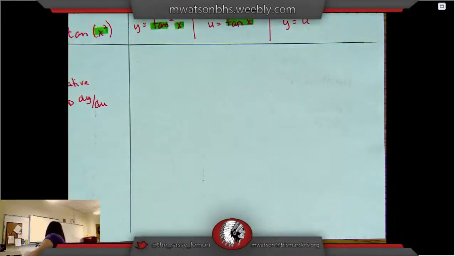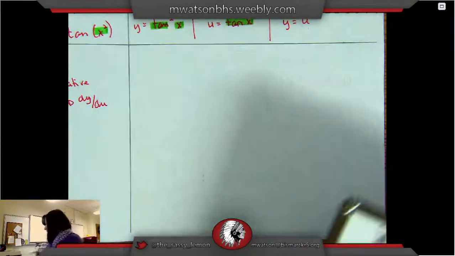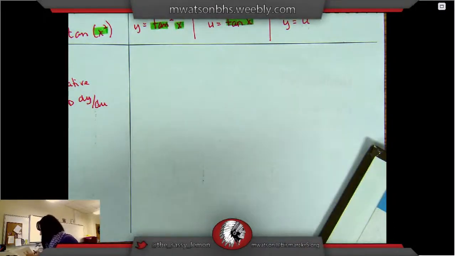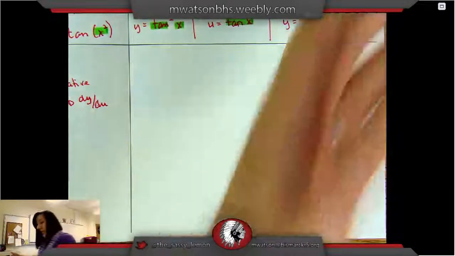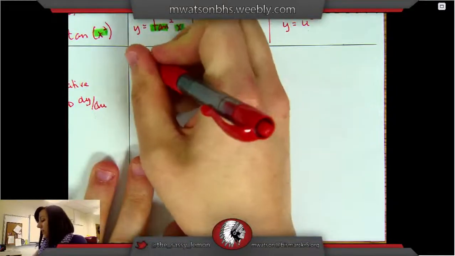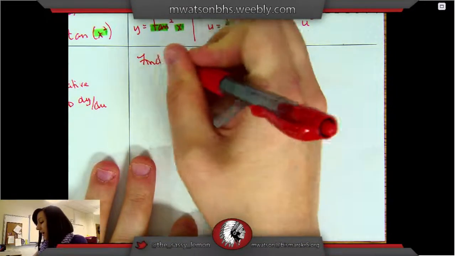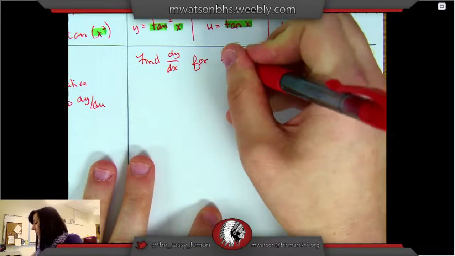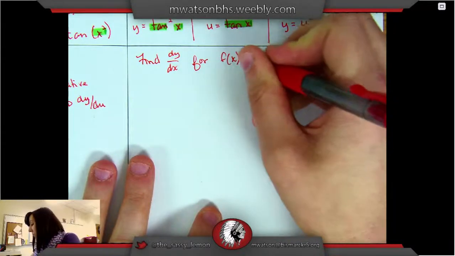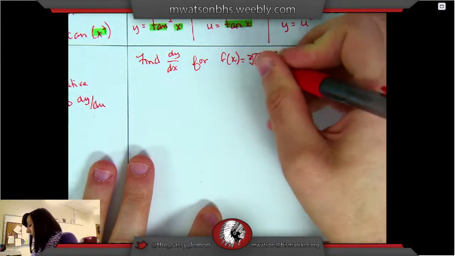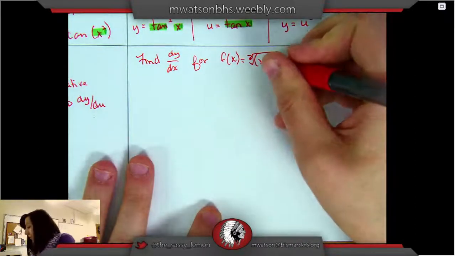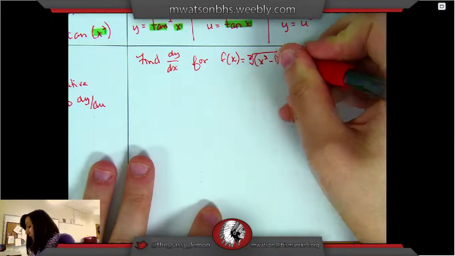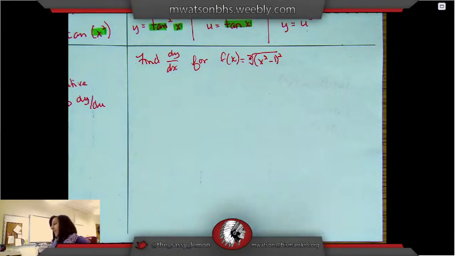Now let's go ahead and do another example. And for this one, let's do a square root. So say we have to find dy over dx for f of x equals the cube root of the quantity x squared minus 1 squared. Ooh, what a yucky mess, or at least it appears that way.